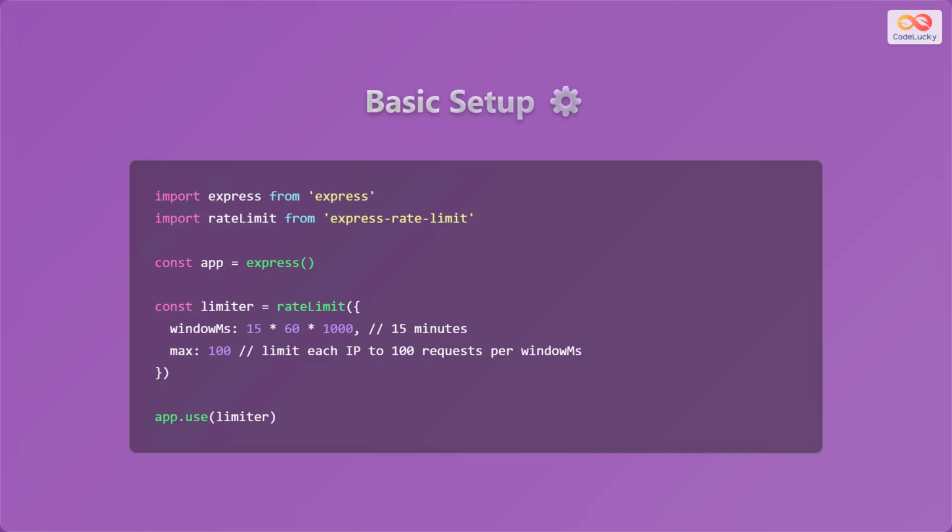Configure the rate limiter with options like windowMs, which defines the time window in milliseconds, and max, which sets the maximum number of requests allowed within that window. Finally, apply the rate limiter middleware to your application using app.use. In this example, we limit each Internet Protocol address to 100 requests per 15 minutes.